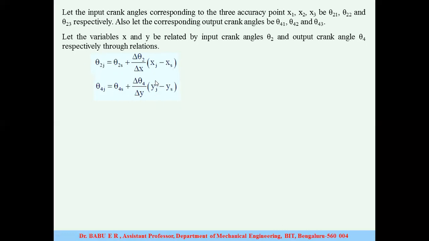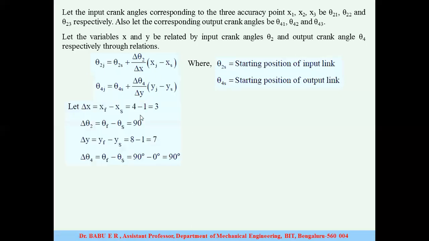I already explained that. So here, the values of theta 2s and theta 4s are the starting positions: theta 2s is the starting position of the input link, and theta 4s is the starting position of the output link. So 2 and 4 represent the input and the output link.